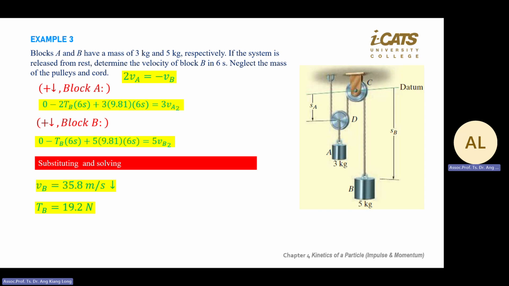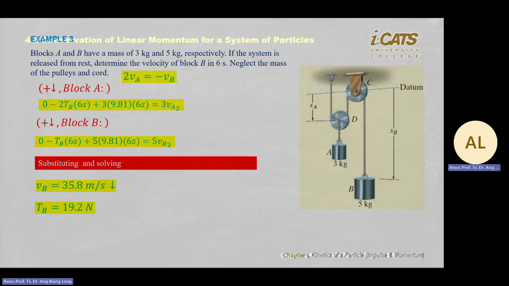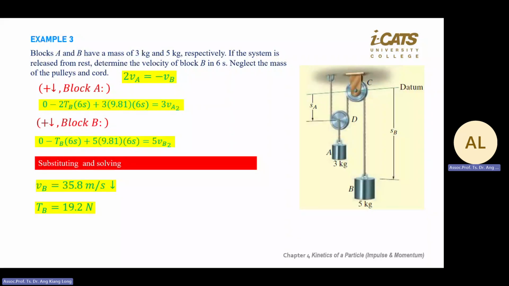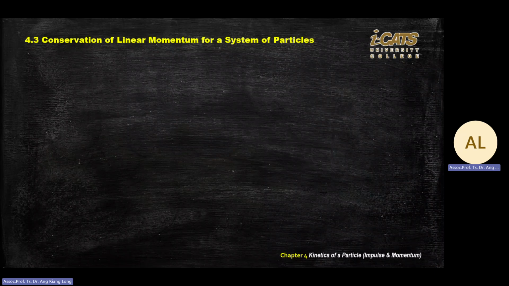Okay. So if you come to the test or final exam, the question will continue. It will ask you what is the magnitude of the tension in the cable on object A. So this one you multiply by 2. Okay. Next class tomorrow we look at conservation. We stop here.